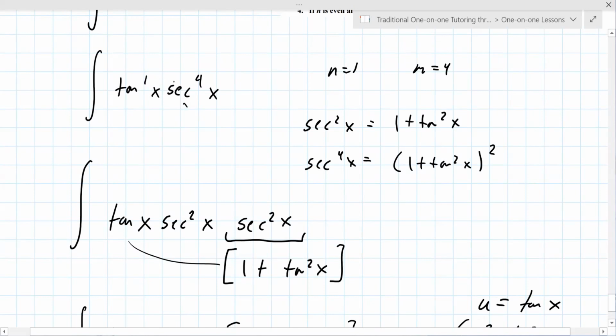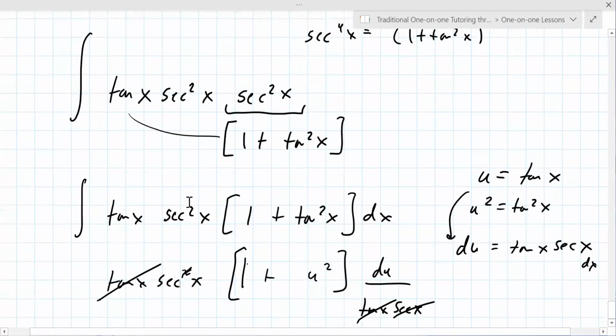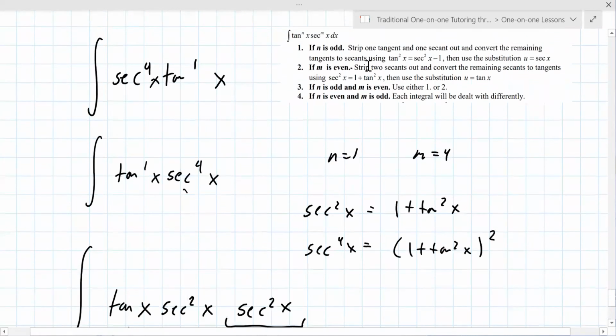Tangent x, secant, tangent cubed. Would doing the other method, the other rule, change anything? If n is odd and m is even, use 1 or 2. We can use either one. Strip 1 tangent and 1 secant out, convert remaining tangents to secants. But the problem is we got to use this m is even: strip 2 secants out, convert the remaining secants to tangent.